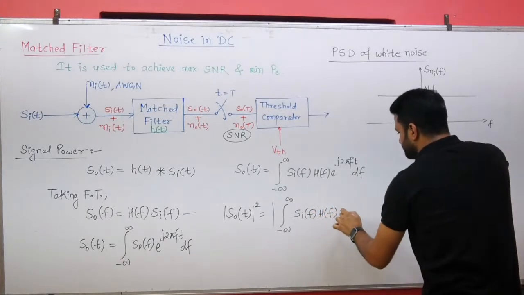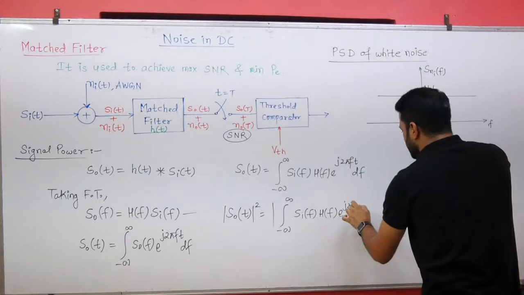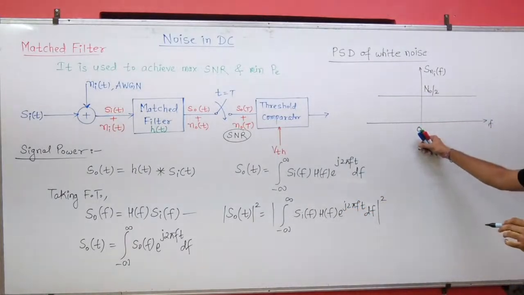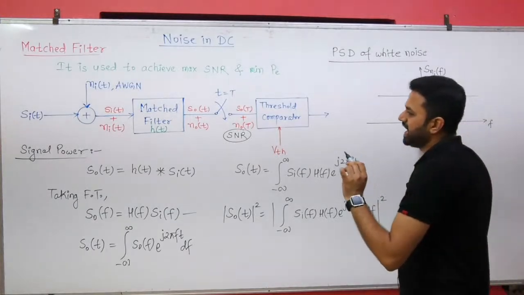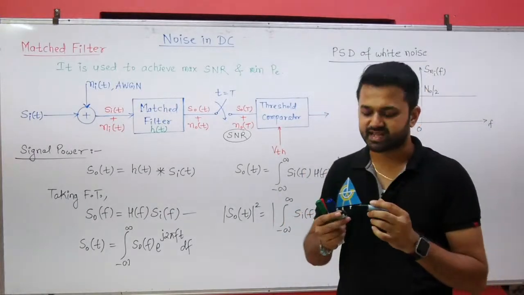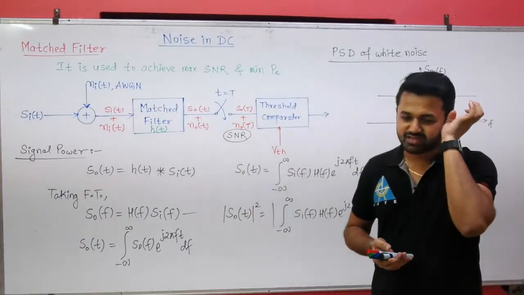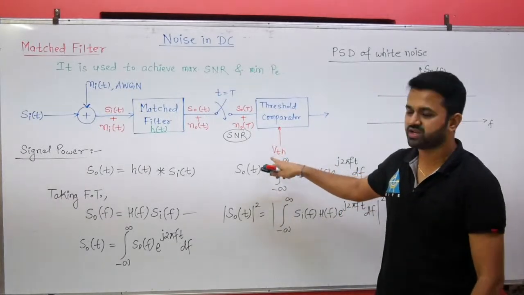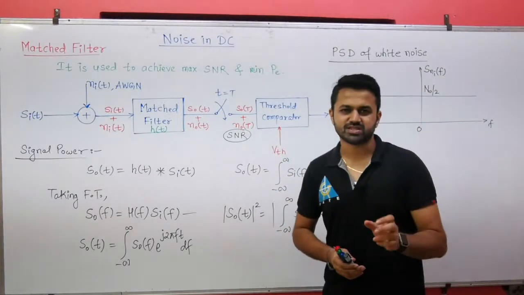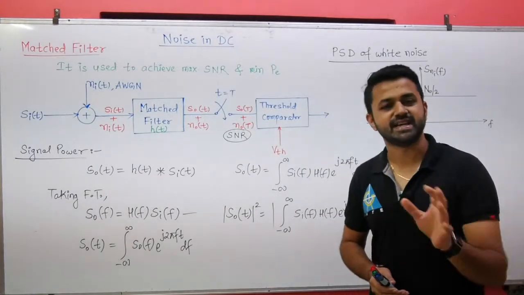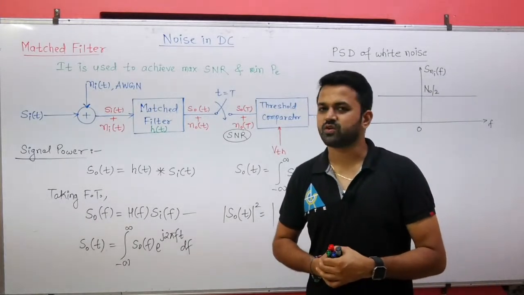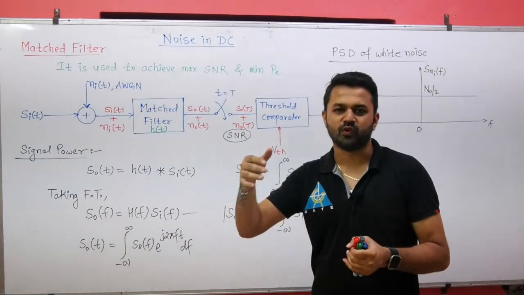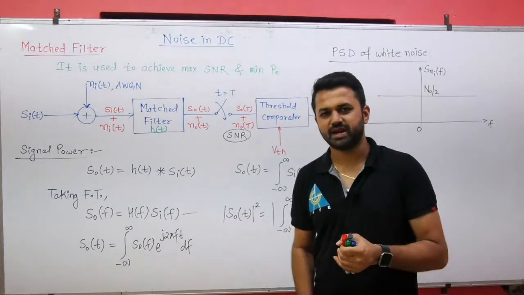H of f e to the power j 2 pi ft df mod square. Now we are only interested at the time where we are taking the samples, because whenever we take the samples, whatever signal we will compare with the threshold, that is important for us, because we are going to take sample at any time t is equal to capital T. So it doesn't matter what is the signal at t by 2, what is the signal at 3t by 4, it doesn't matter.